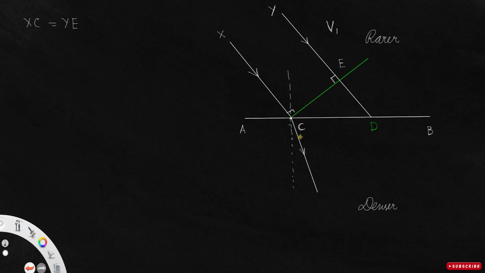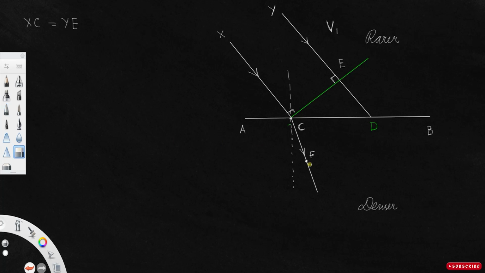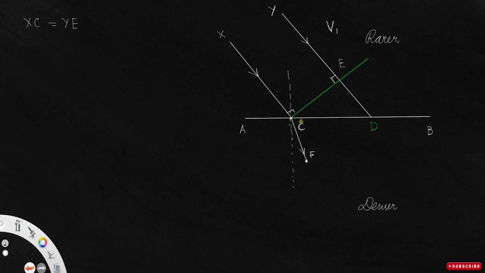Let me take some point in here, let's say F. Let me erase some part of this line. I'll explain why this CF is less than ED. Clearly, we know the ray CF is traveling with a velocity V2. Since it is in a denser medium, we know V2 is less than V1.